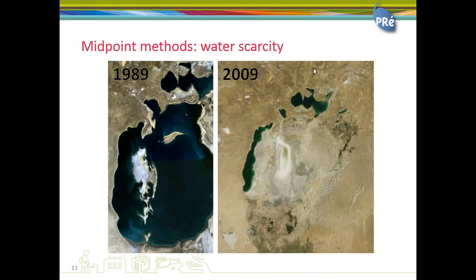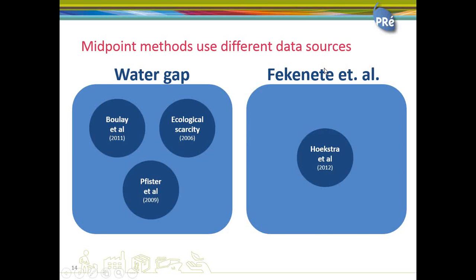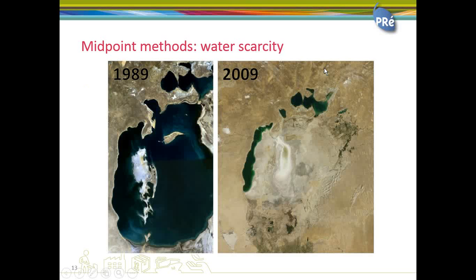Pfister and Boulay scale the results to fall between 0 and 1. So if a flow has a characterization factor of 1, that would indicate that it's severely stressed. Now, Hoekstra and the Swiss ecological scarcity method do not define maximum or minimum thresholds. So that means you can have some characterization factors that are higher than 1.